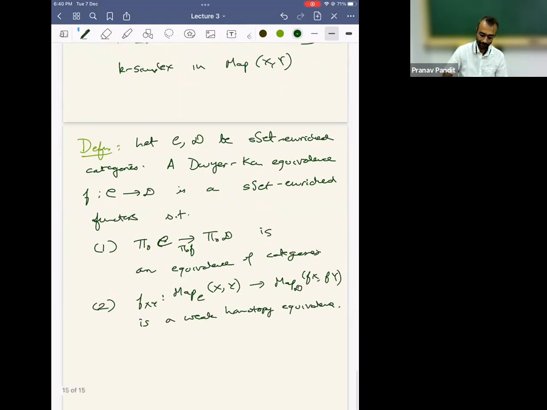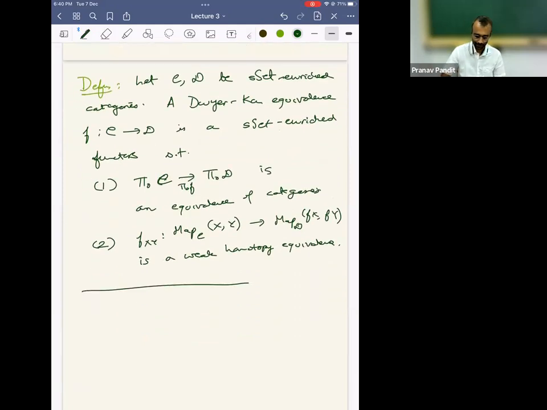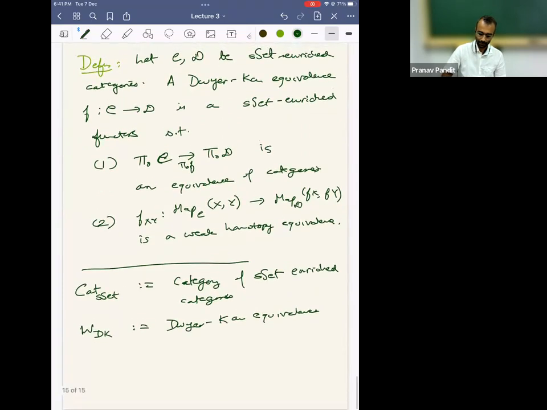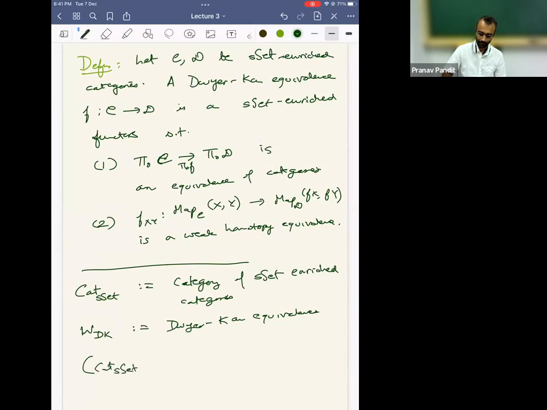So the collection of infinity categories, or simplicially enriched categories, let's say Cat_sSet, by definition the category of simplicially enriched categories. And W_DK, by definition equal to the Dwyer-Kan equivalences. Then Cat_sSet comma W_DK is itself a homotopy theory by my earlier definition.